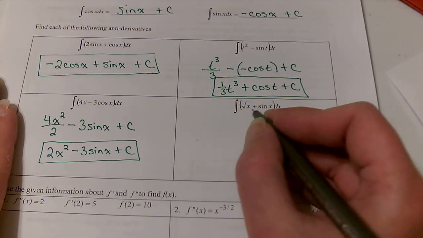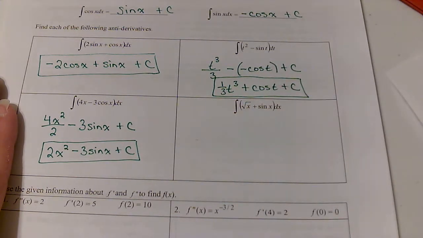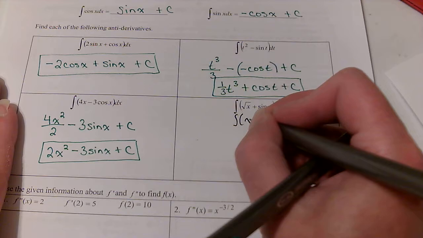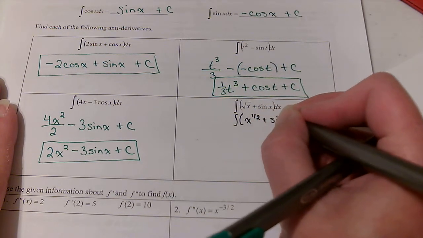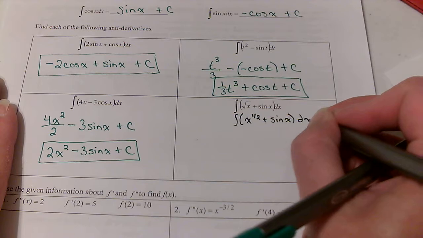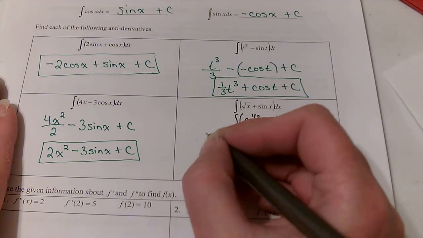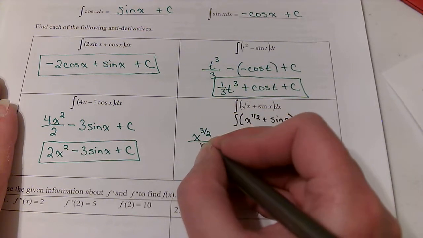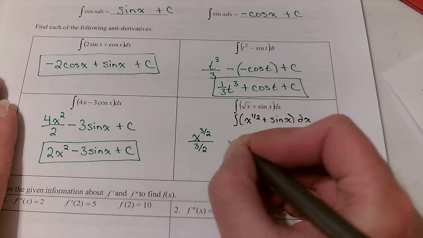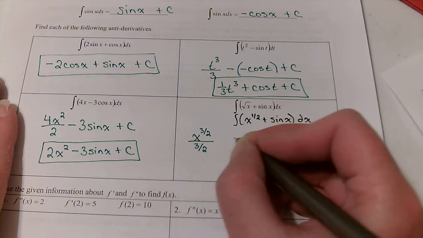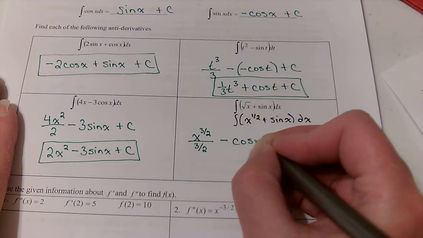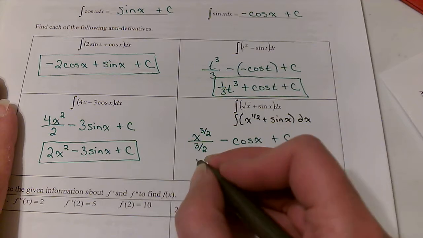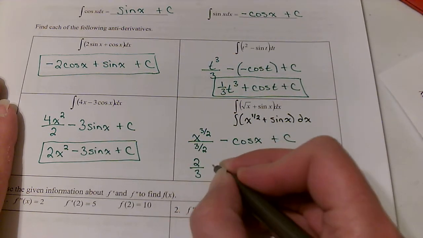I think I would rewrite that as x to the 1/2 before I start. So this is going to be the integral of x to the 1/2 plus sine x dx. Add 1 to the exponent. Divide by the new exponent. Antiderivative of sine is negative cosine plus c. Now dividing by 3/2 is the same as multiplying by 2/3.